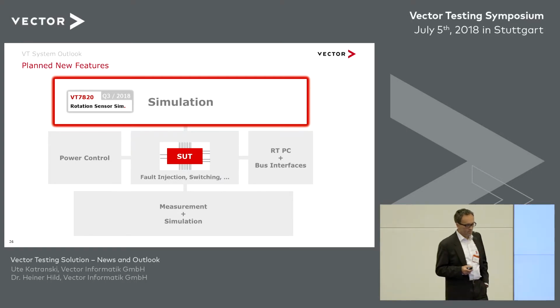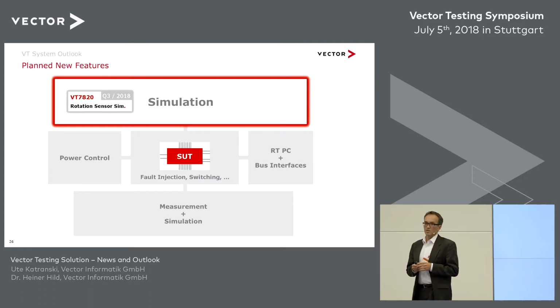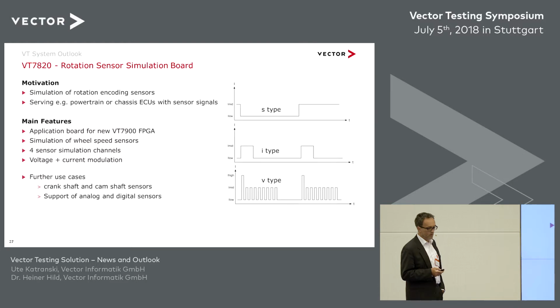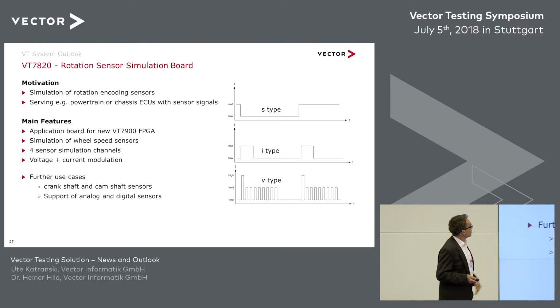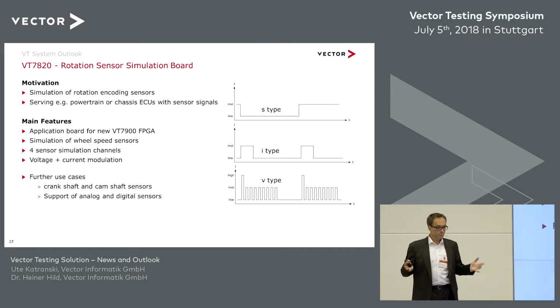Let's begin with the simulation block. We've got one topic. That development is just about to be released. It's a module which simulates wheel speed sensors or crank and camshaft sensors in order to make them available in the appropriate test setup. It's in such a way that the standard types for wheel sensors, as shown, can be selected, and you can serve them with a module on 4 channels.